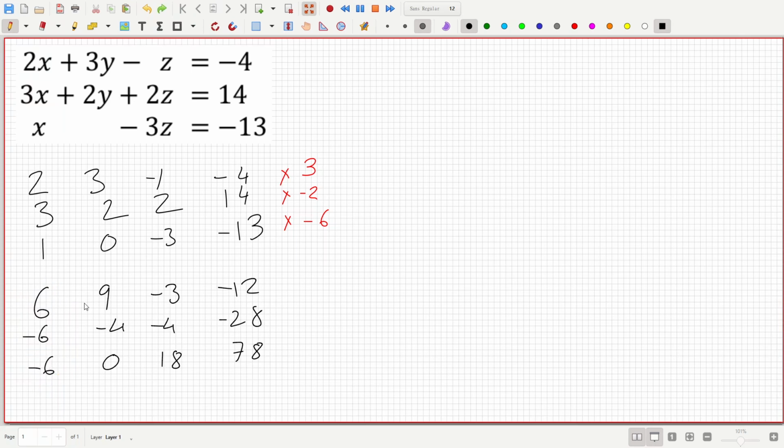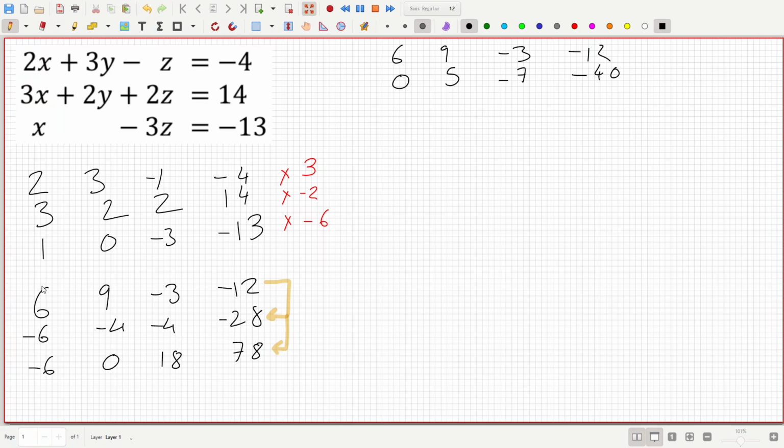And then what you do is you drop the first row into the second and the third. All numbers in the first row get added into the second and the third row. So the first row stays the same, 6, 9, -3, -12. But all these numbers get added to the second and the third. So 6 added onto -6 is 0. 9 added onto -4 is 5. -3 added onto -4 is -7. And then that's -40.